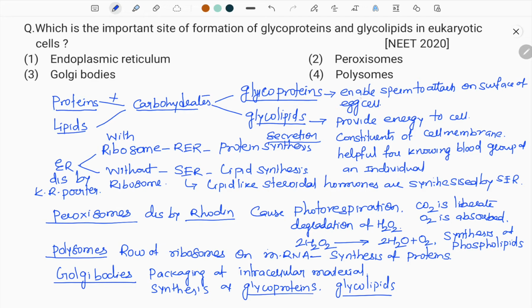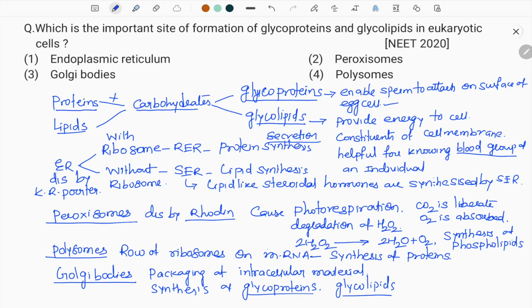Glycoproteins have many functions, such as enabling the sperm to attach to the surface of the egg cell. Glycolipids provide energy to the cell, a source of energy that gives rise to ATP upon respiration. Glycolipids are also constituents of the cell membrane, helpful in knowing blood groups. The A, B, AB and O blood groups are detected by the glycolipids.